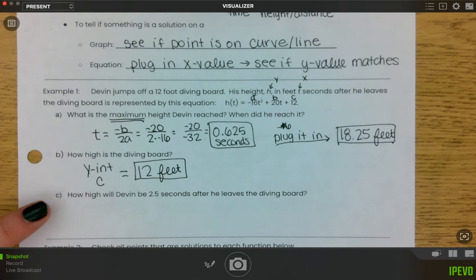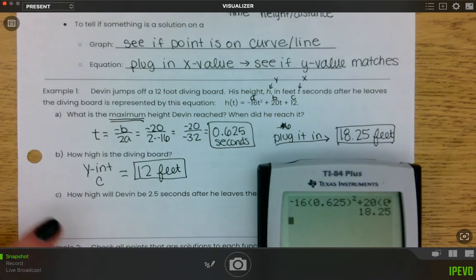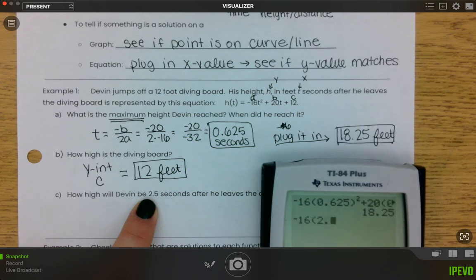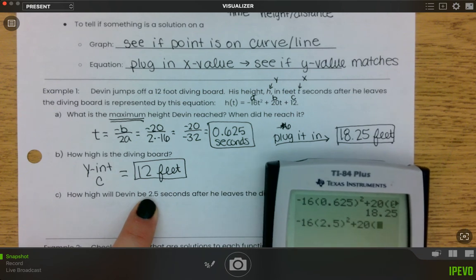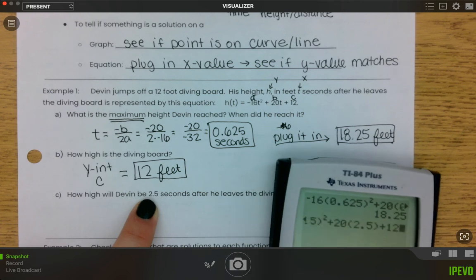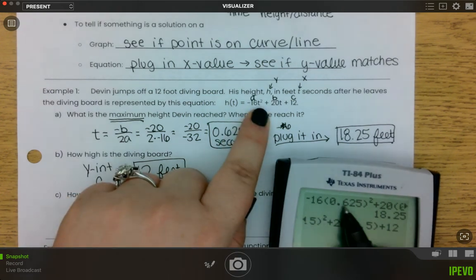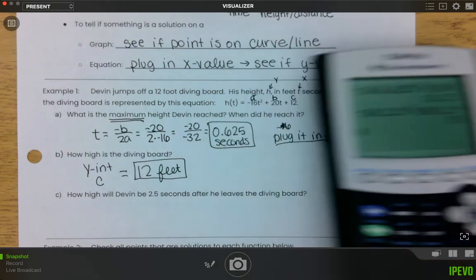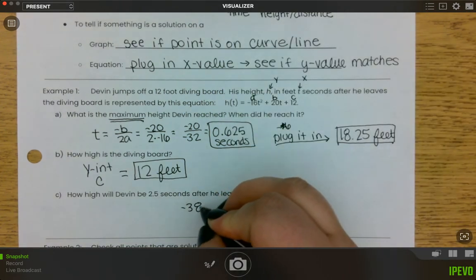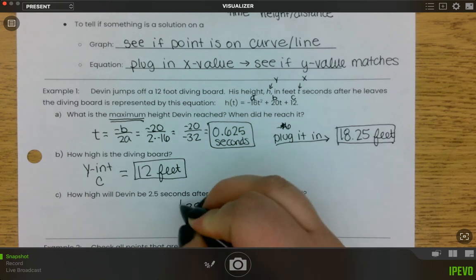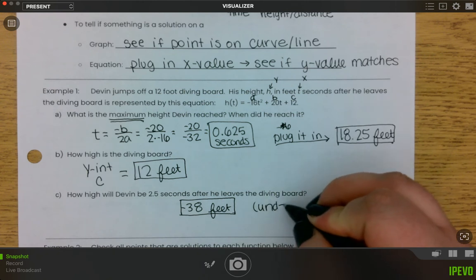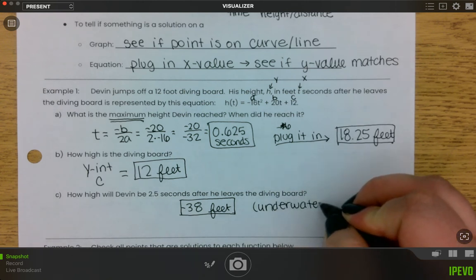And then all you have to do for part C is the same thing we did here, but you're plugging in 2.5. So I'm using this equation again, but I'm changing the number in the parentheses to 2.5. He's negative 38 feet. That means he's underwater, by the way. And maybe he's like scuba diving or something. Because 38 feet underwater is quite a bit.